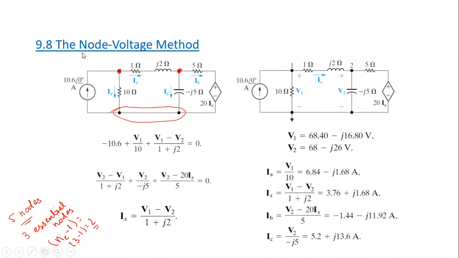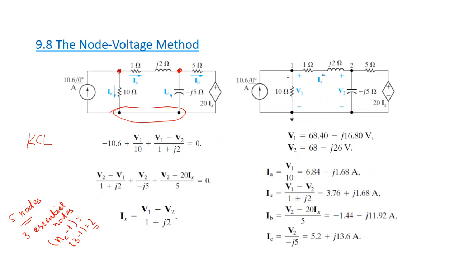And KCL can also be applied in the frequency domain. So we applied this KCL in resistive circuits, in DC circuits, and it is also valid to be applied in the frequency domain. So let's apply KCL to node number 1. As you see, this current is flowing into the node, so it will be negative. So negative 10.6 into angle 0. Once the angle is 0, you can ignore it. So it will be negative 10.6.